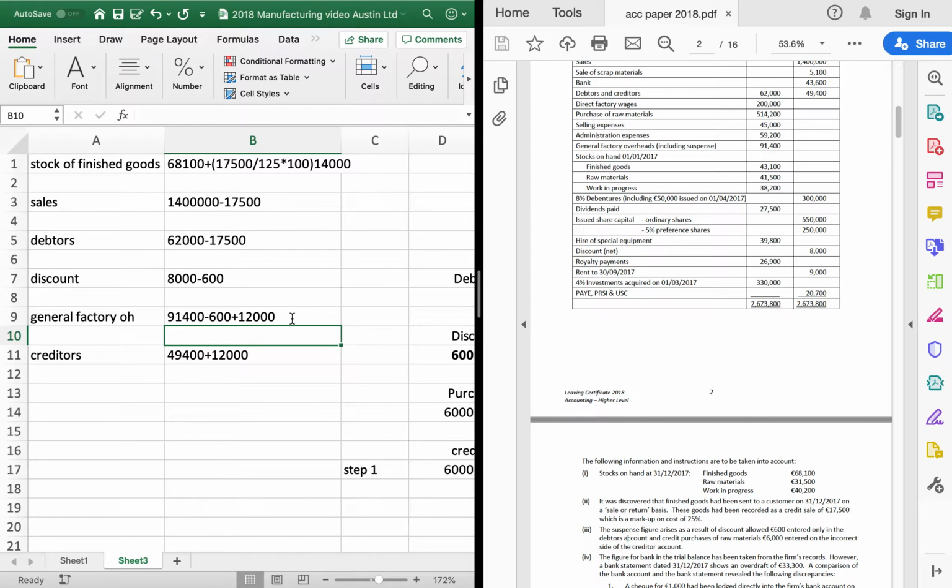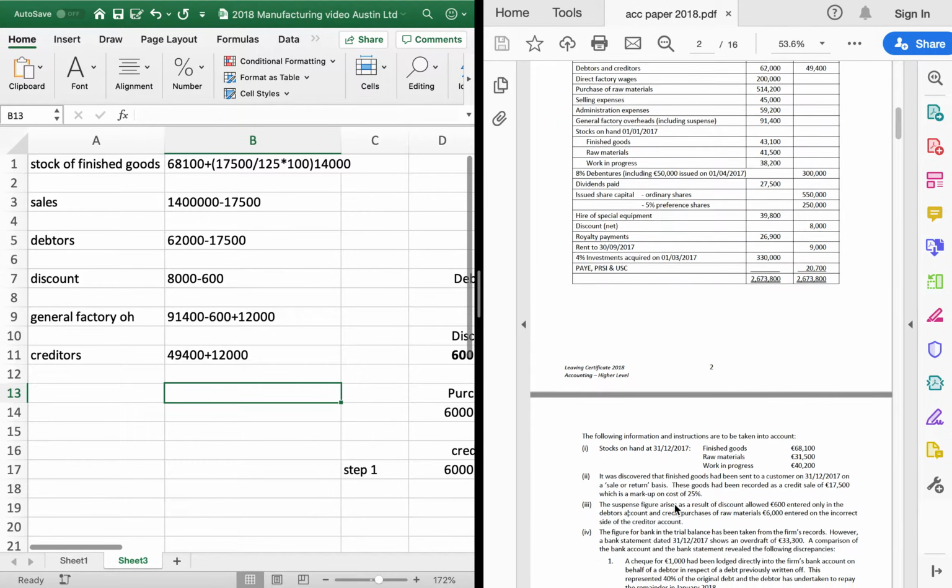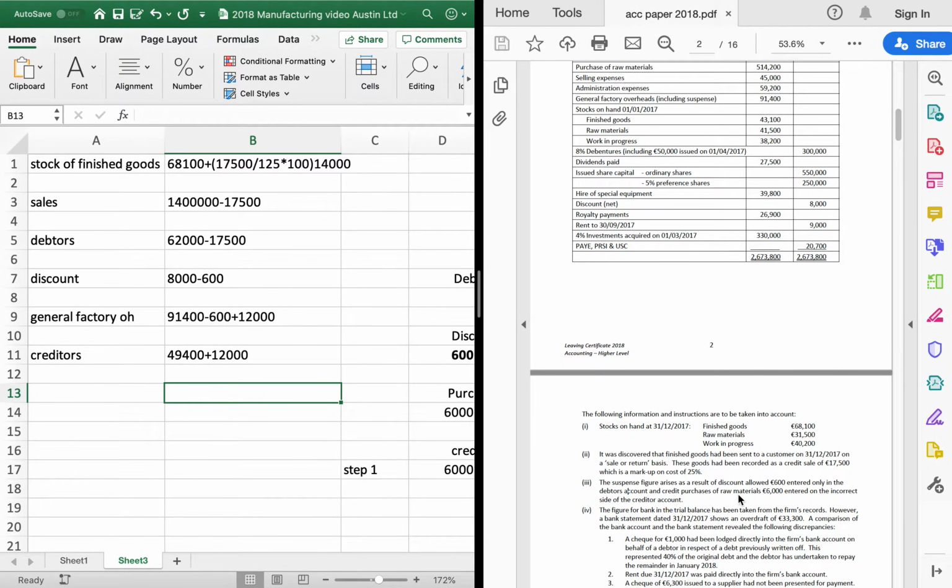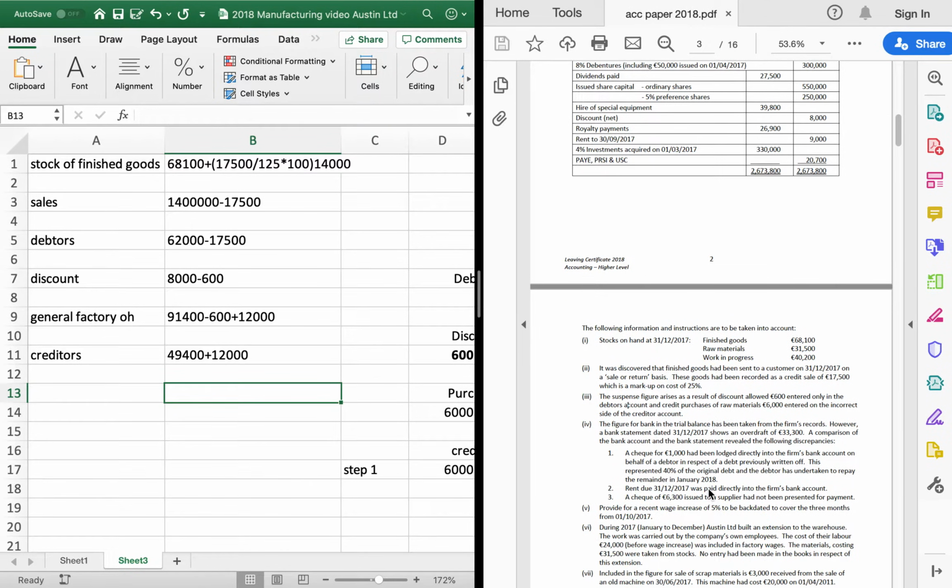Okay, so that's our general factory overhead and our suspense working being done. We actually saw that in the mock as we went. So again, that's one that's becoming more common. Number 4 then is your bank working.